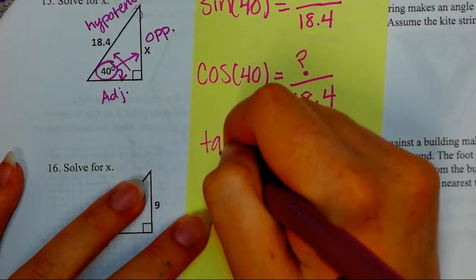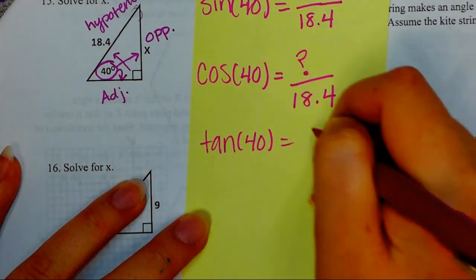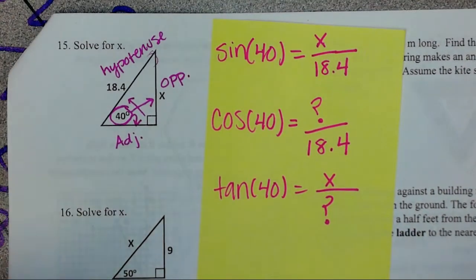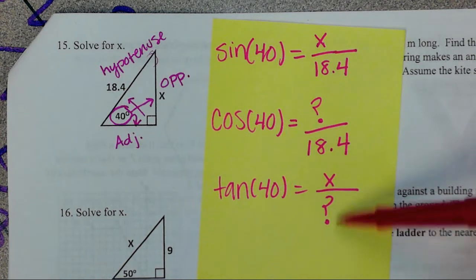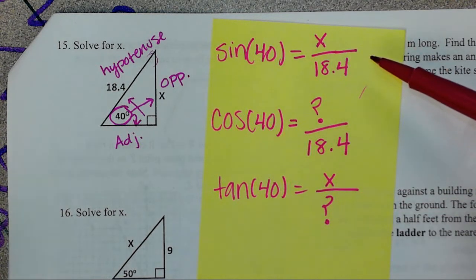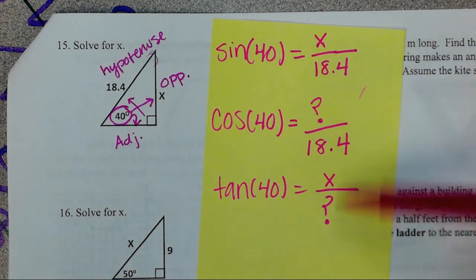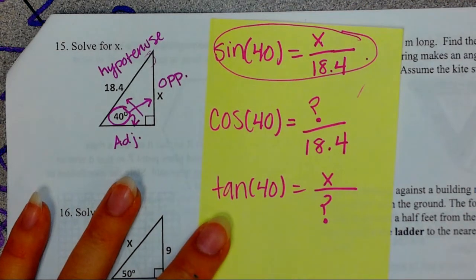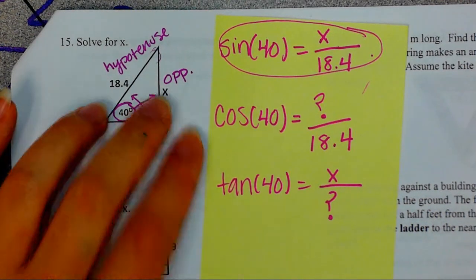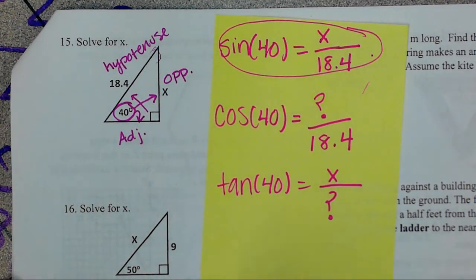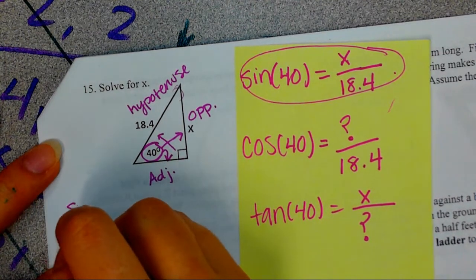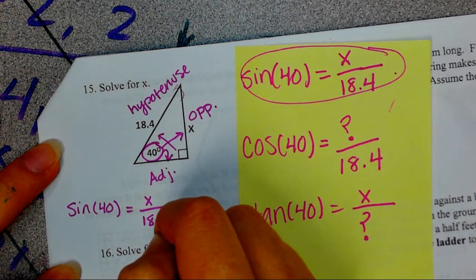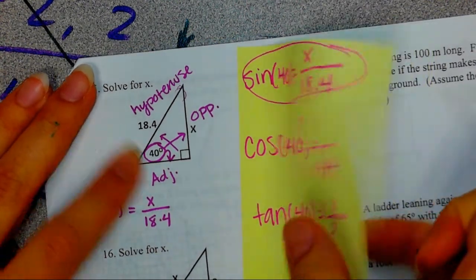The tangent of 40 would be opposite over the adjacent, which we don't know the adjacent, okay? So out of these three proportions, only one of them is something that you can actually solve because the other two, we don't know what the adjacent side is, so we can't use it. So that means we have to use sine. It's the only one that we have information that we can actually work with. So sine of 40 is equal to x over 18.4.